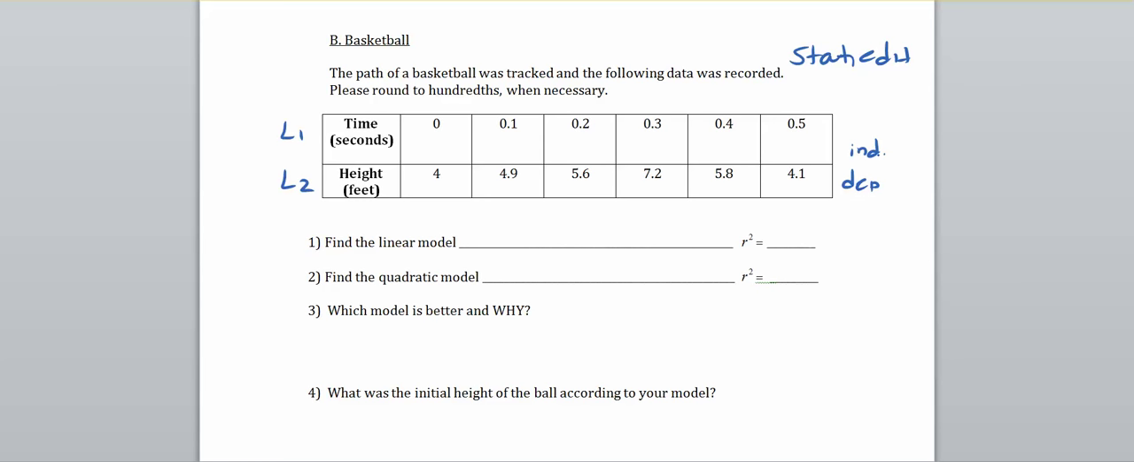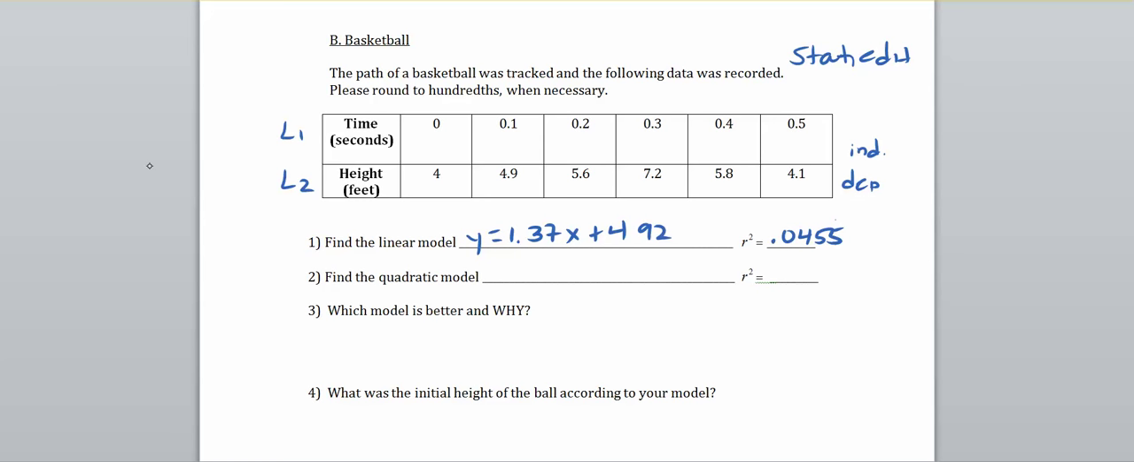I'm going to do stat calculate the linear model. Just make sure you do L1, comma L2, comma vars, y vars 1, and enter. And when I come up with a linear model, I'm going to get, for 2 decimal places, 1.37x plus 4.92, and my r squared is 0.0455. All right, let's go ahead and find the quadratic model.